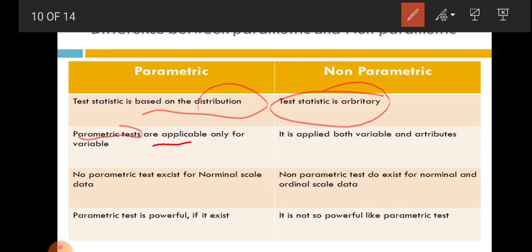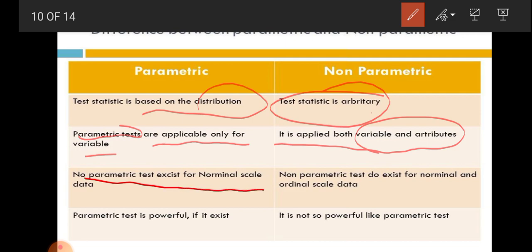Parametric tests are applicable only for variables. Non-parametric tests are applied to both variables and attributes. No parametric test exists for nominal scale data, but non-parametric tests do exist for nominal and ordinal scale. We can also write one more difference: no non-parametric test exists for interval or ratio data, but it exists for parametric data. A parametric test is powerful if it exists, and a non-parametric test is not so powerful.